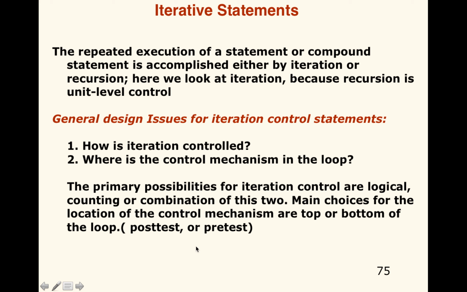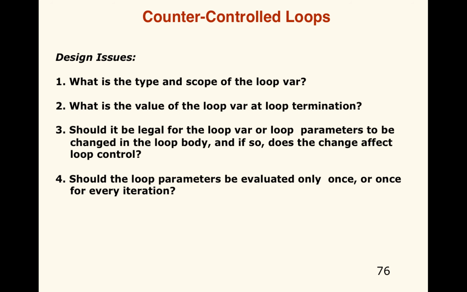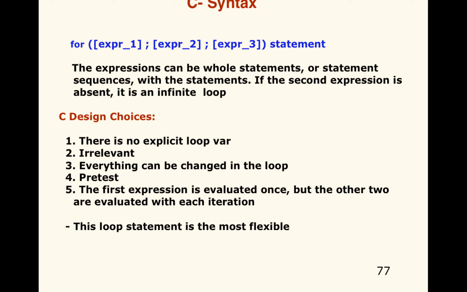Are we going to check the control before we run it or after we run it? Pre would be before, which we do. In our counter-controlled example, we say for, and that's the first expression: i is equal to 0. Okay, test it: i is less than 10. That's a pretest. If we had a do loop, where we executed one time and at the end it said while x is less than 10, that's a post-test.